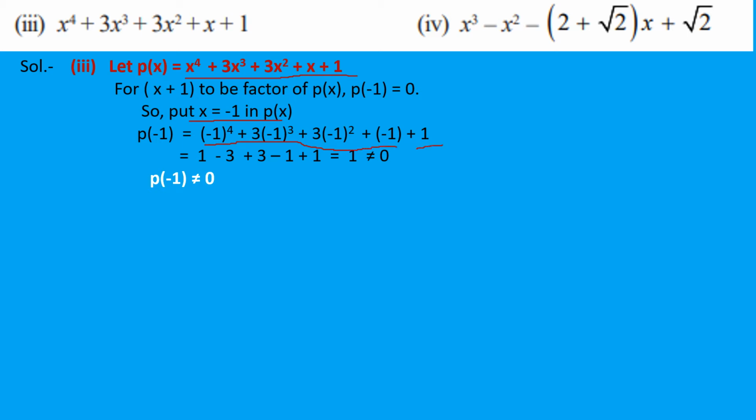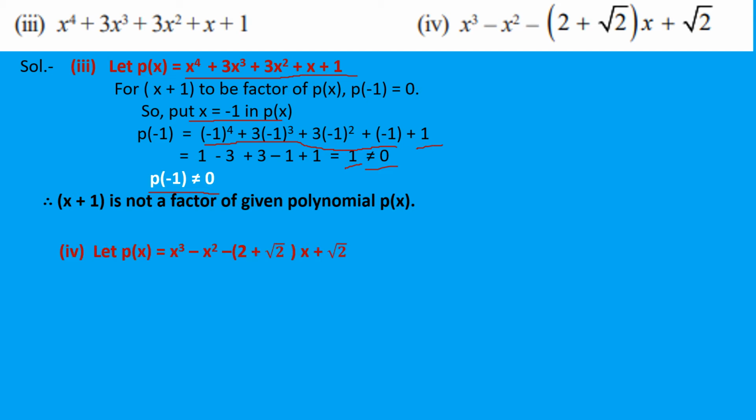And after solving, we get 1. That is not equal to 0. That means p(minus 1) is not equal to 0. And since it is not equal to 0, it means x plus 1 is not a factor of the given polynomial p(x). Right? Whenever we put the value of the 0 in the polynomial, if it equals 0, that means it is a factor. If it is not equal to 0, that means it is not a factor.